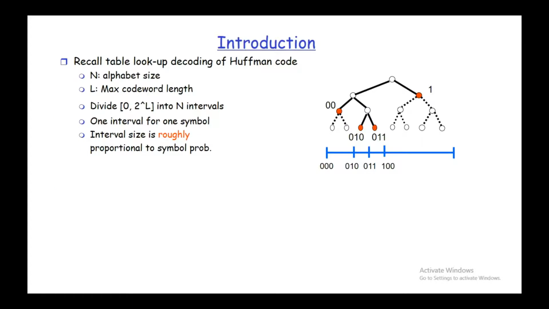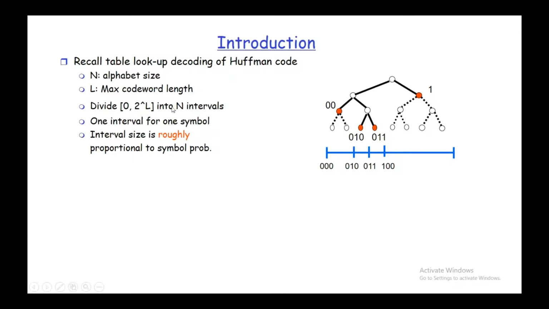So let's see the Huffman code. We will just have a revision of it. I hope everybody remembers this is the binary tree. On the left-hand side you write 0, on the right-hand side you write 1. If n is the alphabet size and l is the maximum code word length, that many bits are allocated for your entire characters or data. In that case, you will divide 0 to 2 raised to l. Suppose 3 bits are there, so 2 raised to 3, that means from 0 to 7, I have intervals in which my alphabets will appear.